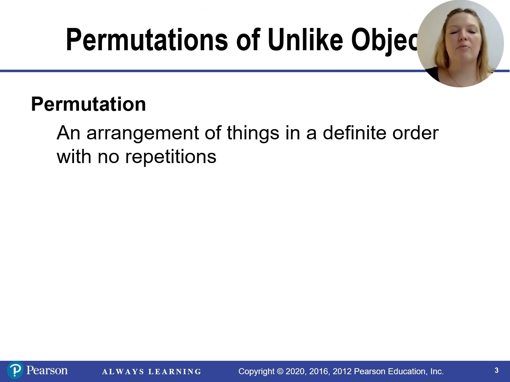All right, so if we want to do what's called a permutation on unlike objects, so objects that are distinct from one another, we can first define a permutation to be an arrangement of things in a definite order with no repetitions. So this would be something like how 3 students could stand in line at a Starbucks, right? You could have student A, B, C, B, A, C, C, B, A, and etc. So it's the arrangement where the order matters, and they're not repeating any of the objects.